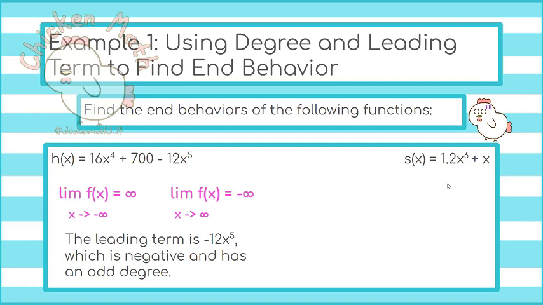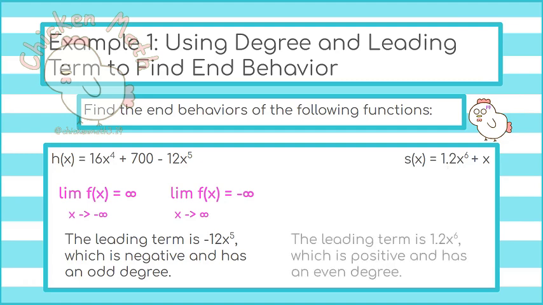Next, we have S of x. And again, we're going to do the same thing. We're going to identify our leading term, which has our degree, and we want to see if our leading term is negative or positive. Well, 6 is the highest power to which x is raised, so 6 is our degree, and that would also mean 1.2 is our leading term. 1.2 is positive, and 6 is even.